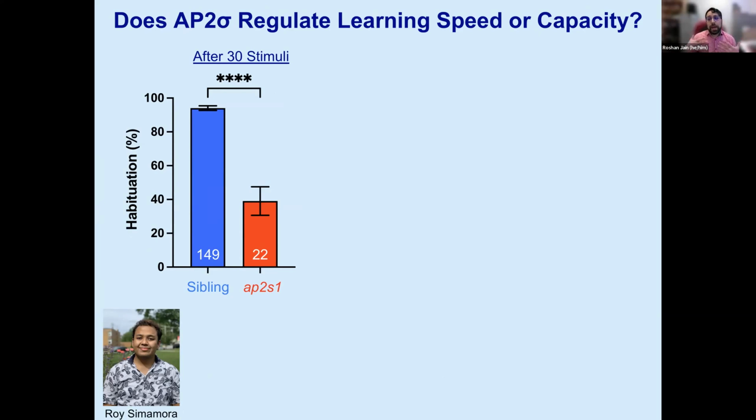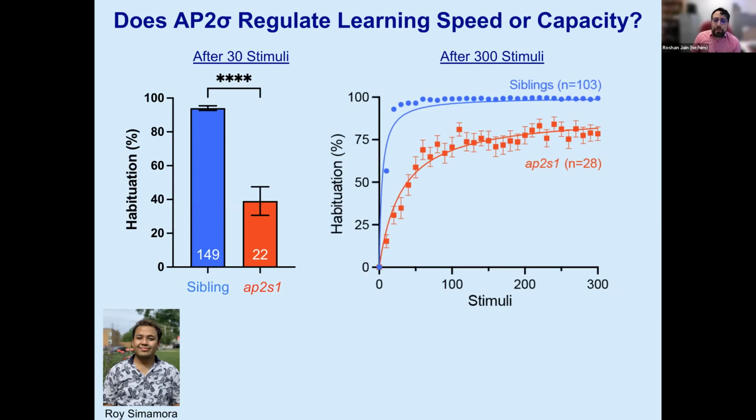So what he did was he expanded our habituation assay and went far beyond 30 stimuli. He went out to about 300 stimuli here. And what he found is that the fish do habituate a little bit more if you give them more and more stimuli. But overall, they never reach the same plateau of habituation that the siblings do. And so we modeled and fit the curve of their responsiveness here. They are significantly reduced in their total capacity of habituation.